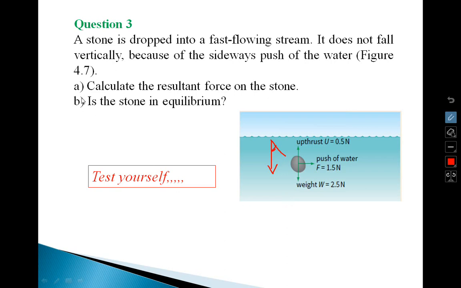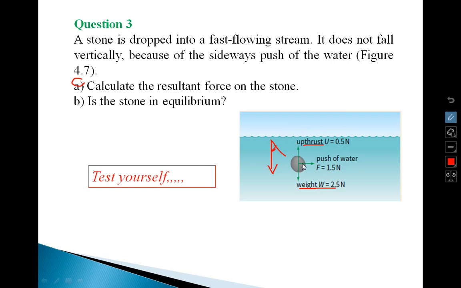So in question 3, first we need to calculate the resultant force on the stone. How many forces are there? There are 3 forces, as we can see in this figure. The first one is W, which comes from the weight and is equal to 0.5 Newton. The force U is acting this way and is equal to 0.5, and the push of the water F is equal to 1.5. So we need to calculate the total of all the forces, the resultant force.